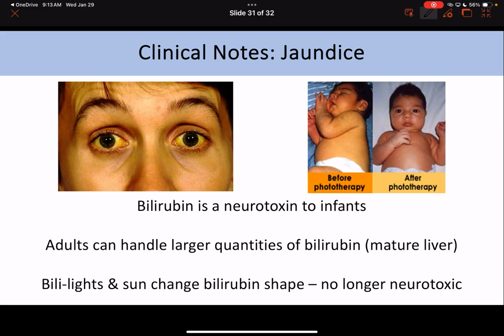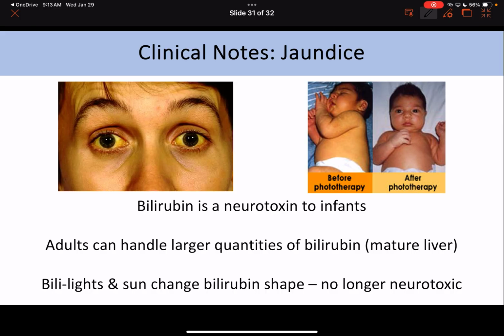So many people with cirrhosis will have yellowing of the skin, may even get as bad as yellowing the eyes as well. And what else too? Cancer. Oh, cancer, yeah. So anything that's going to affect your liver and its ability to process that bilirubin can lead to jaundice.